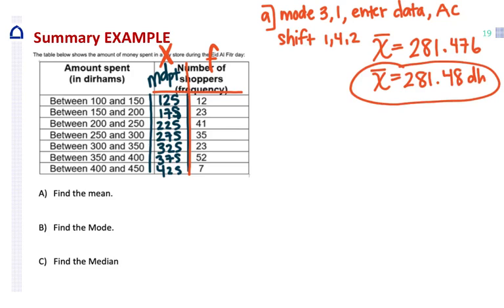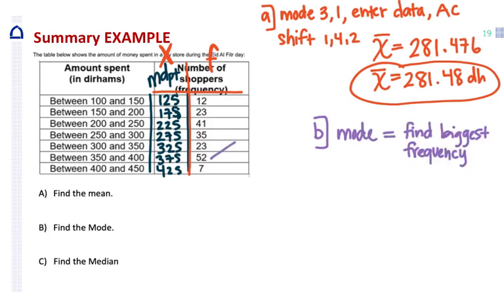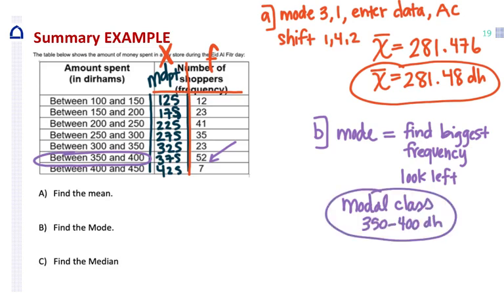Now they're asking for the mode. The mode is the most popular or the most common category of spending. So the way you find the mode, as a reminder, is you're going to find the biggest frequency. So I see the biggest frequency is right there. And then we're going to look to the left. So the mode of this frequency distribution, or the modal class, would be between 350 and 400.